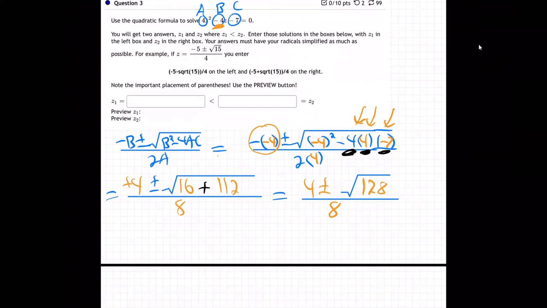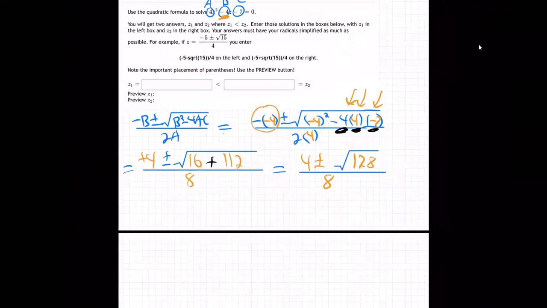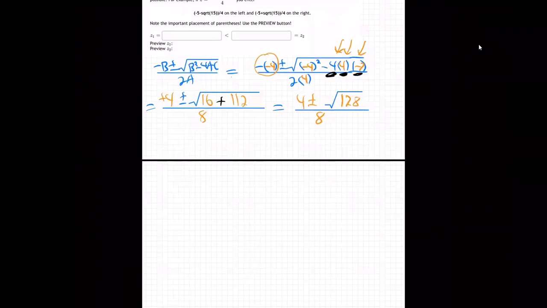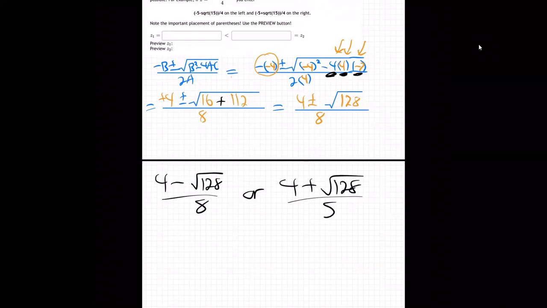You could just hit the buttons on your calculator. That's totally fine. Probably the easiest thing to do at this point is just hit the buttons on your calculator. Let me show you what I mean. In other words, look, there's 2 answers. There is 4 minus the square root of 128 over 8, or 4 plus the square root of 128 over 8. Does that make sense? See the plus or minus options? I do the minus here first and then the plus, right?